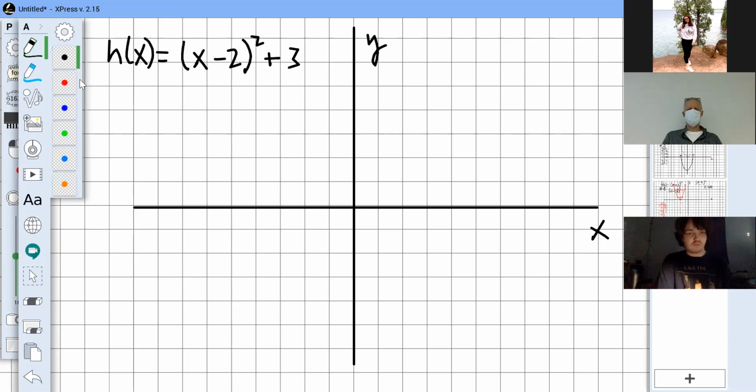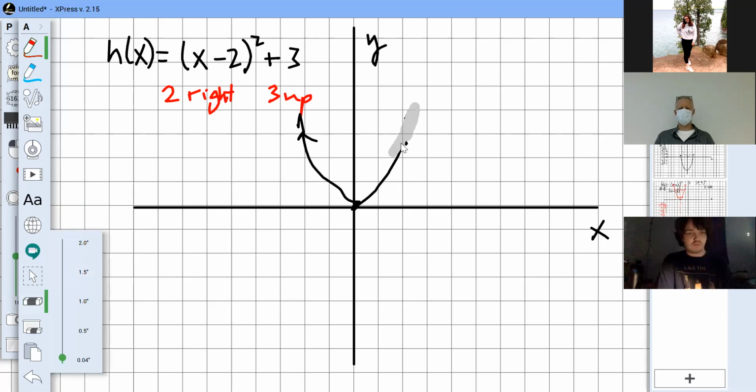Okay, so this is going to be 2 to the right, because it's a subtraction, not an addition. Add is left, subtract is right. It has to do with the x-intercepts. And this is going to make it go 3 up. So remember that the parent function x squared, the very bottom is at (0, 0), and it's going like this. Okay? That's what it's doing. So now we're taking (0, 0), and we're moving it 2 to the right, and 3 up.